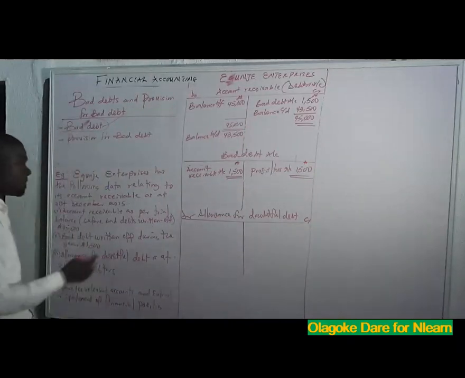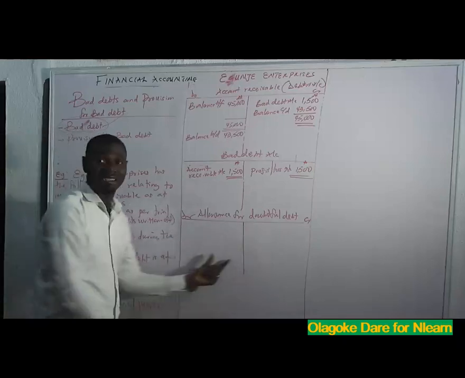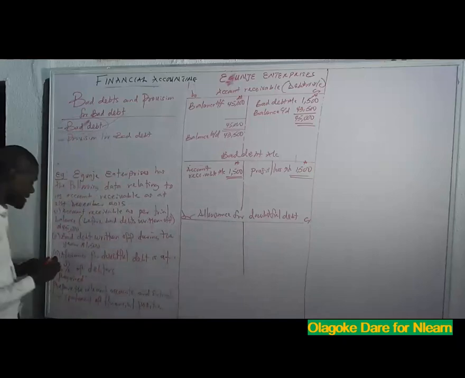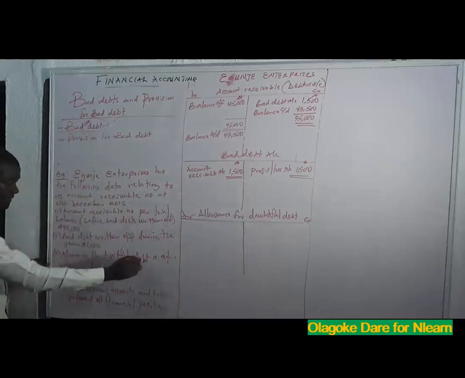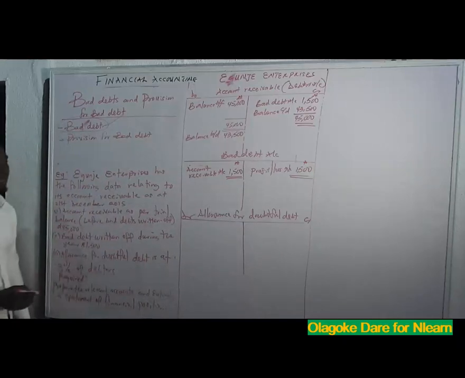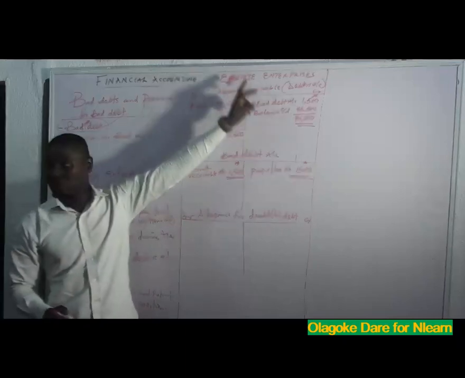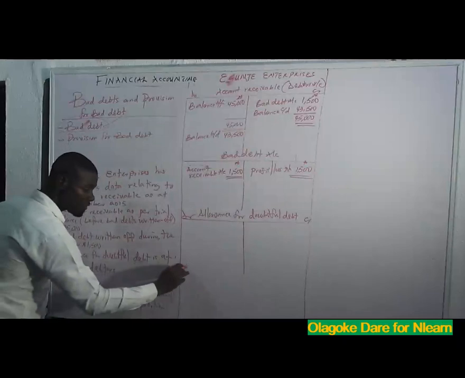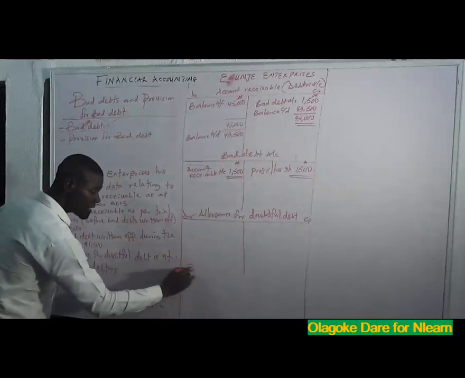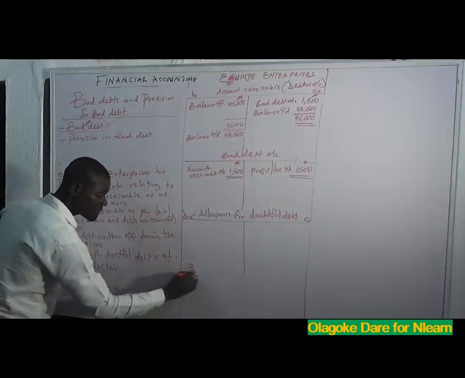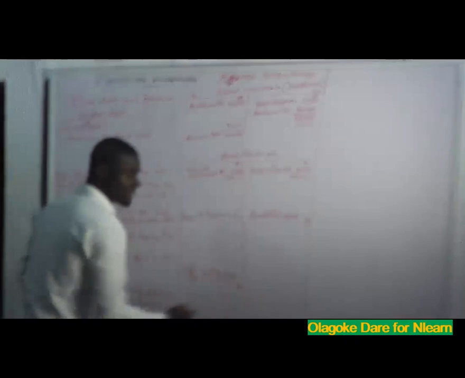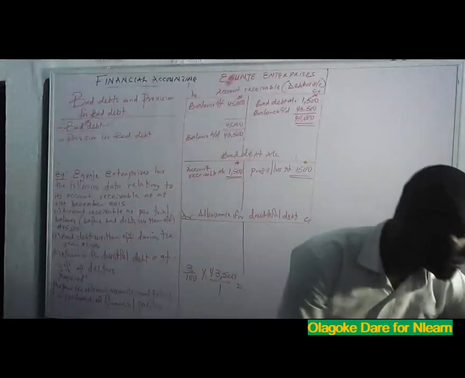Now for provision for bad debt. Provision for bad debt is a liability, and all liabilities are credited. Now look at what the question says. Allowance for doubtful debt is at 3%. Now that we have removed the bad debt, the balance is 43,500. So we are going to say 3 over 100 multiplied by 43,500. We are going to get the allowance for bad debt. Let's do that calculation quickly.